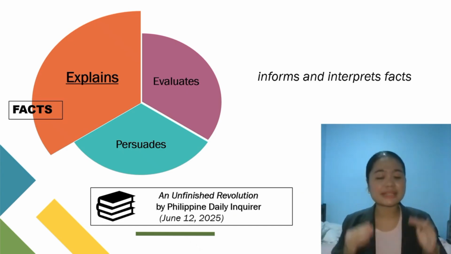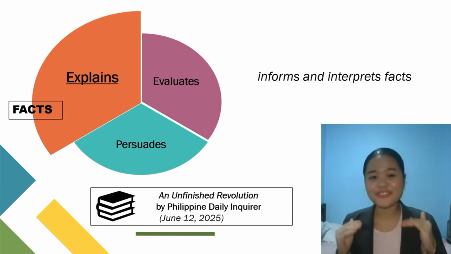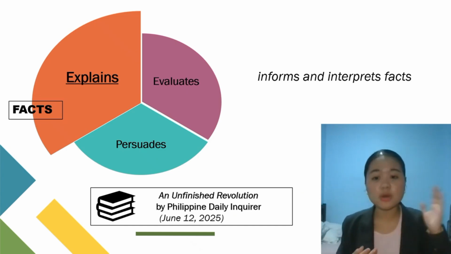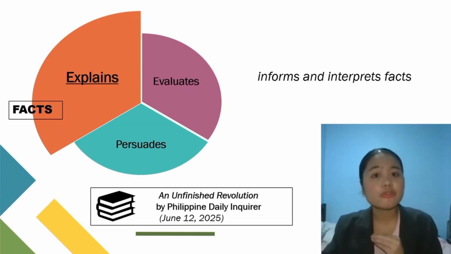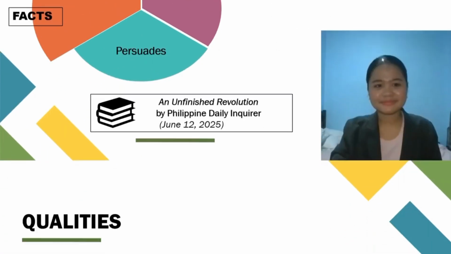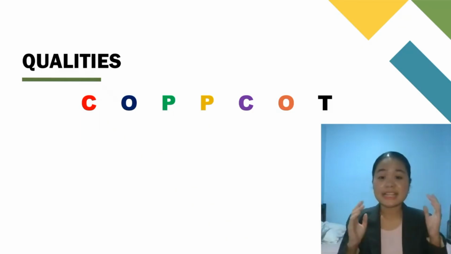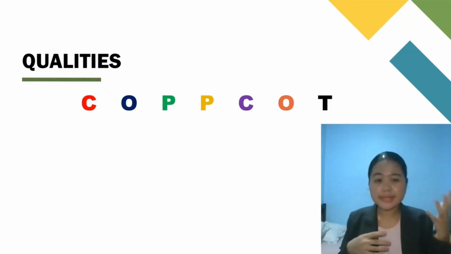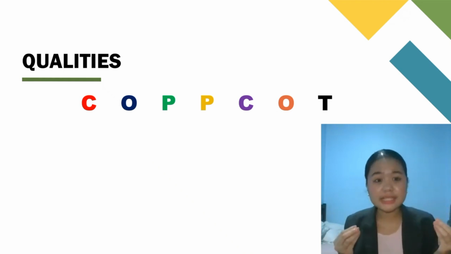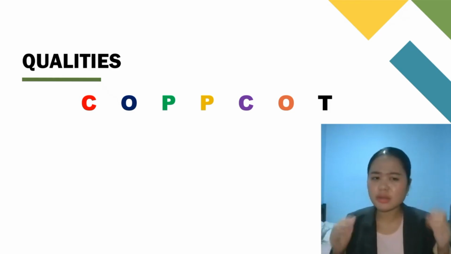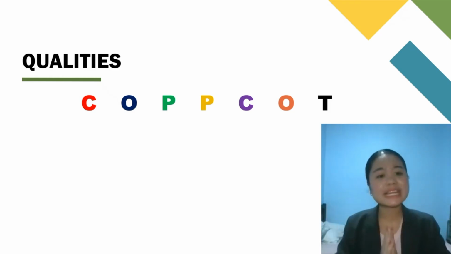And an example is An Unfinished Revolution by Philippine Daily Inquirer. And this is also a supplementary reading for you after our class. Now, you are already well versed in the structures and types of editorial writing. It's time for you to be familiar with the qualities. What makes journalists say that this article is a good quality editorial?